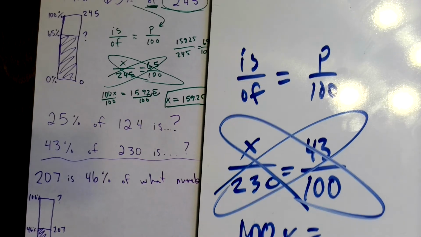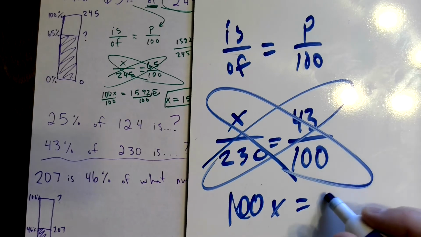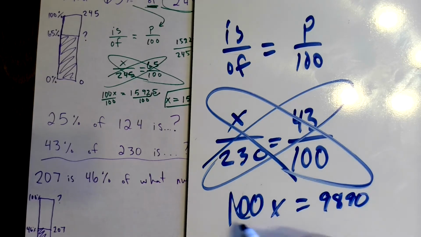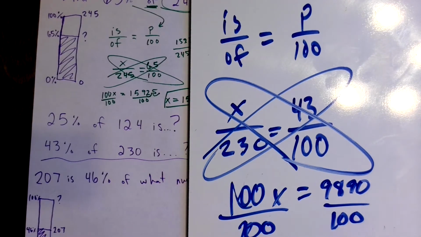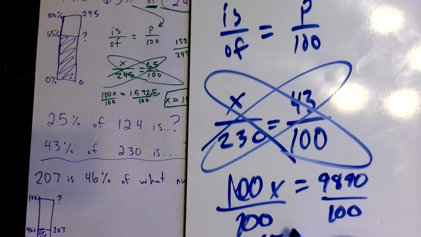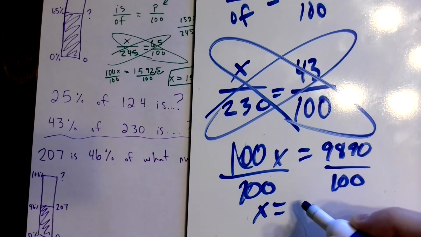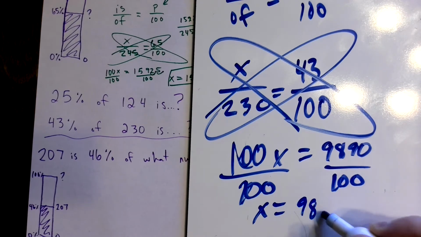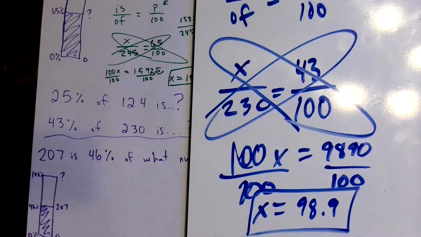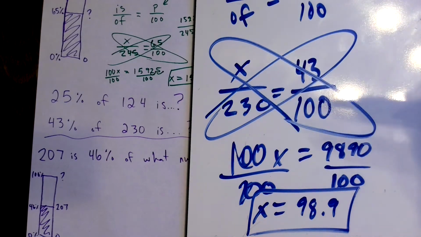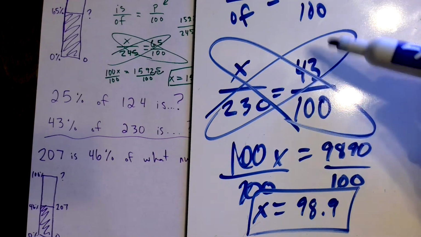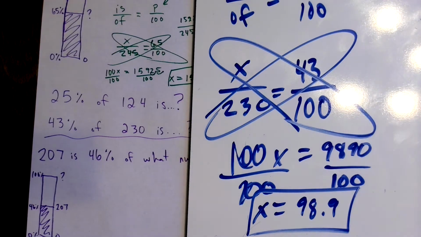Again, you can use your calculator on these, especially when you're doing those division problems. But you still need to be able to show all of this work for tests and quizzes. Divide each side by 100 to get that x by itself. That'll move our decimal place a couple times, and we'll get x equals 98.9. So 98.9 out of 230 is the same as 43%, or 43 out of 100. Those are equal proportions.